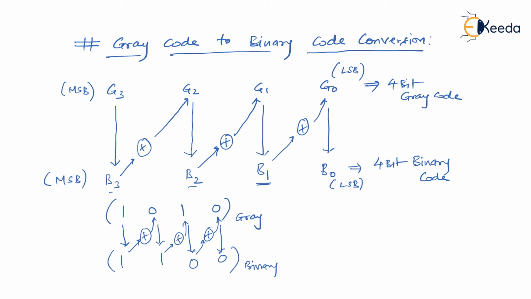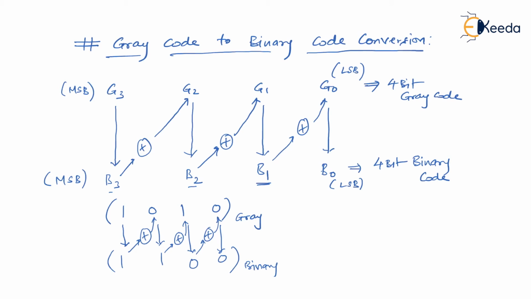As I said, the size of the number doesn't matter. The process remains the same. So let us take an example of a 3-bit gray code. Let us assume we have 101. Again, copy 1 as it is. XOR 1 with 0, you will get 1. XOR 1 with 1, you will get 0. So can't you see, this is a 3-bit gray code, and this is a 3-bit binary code.